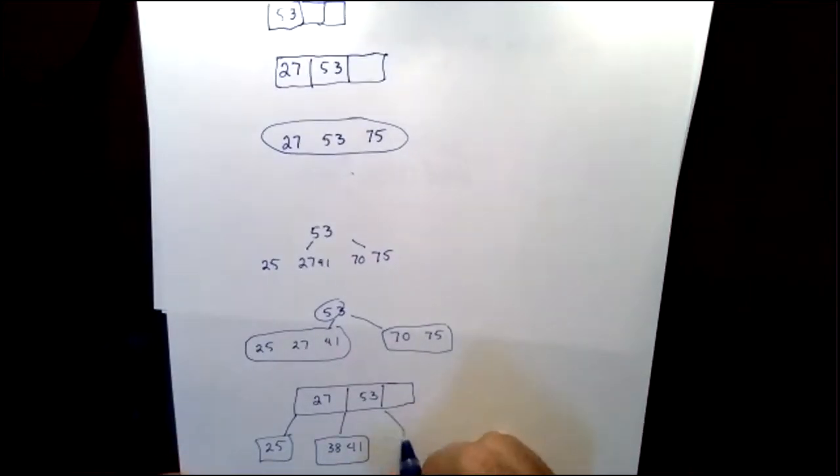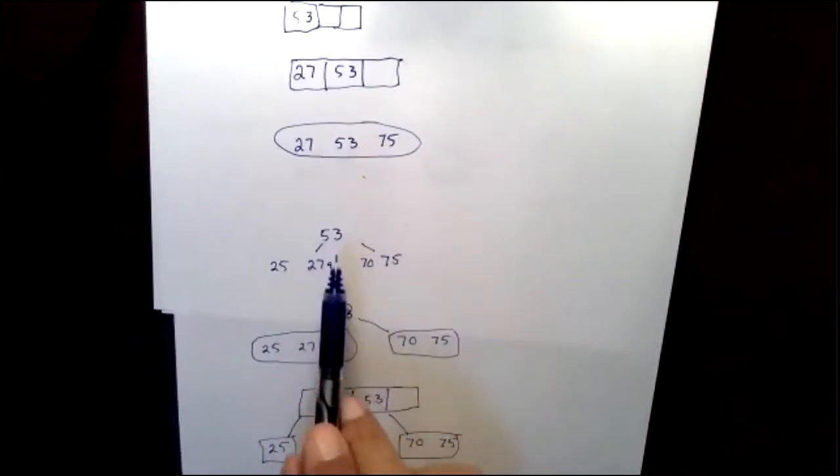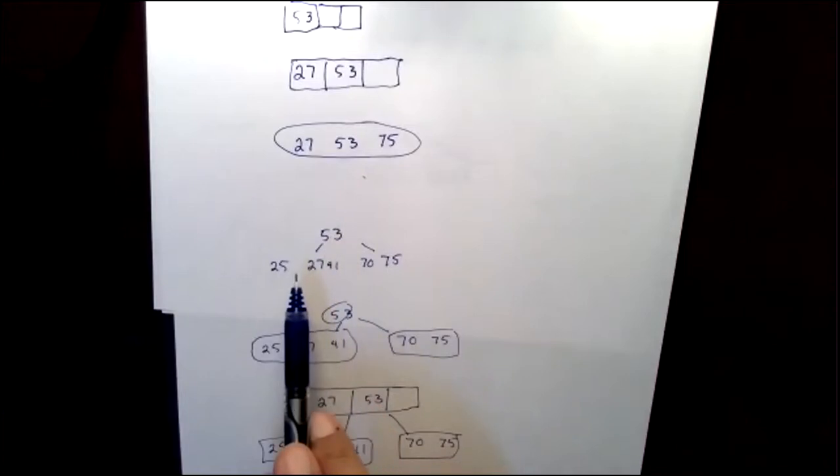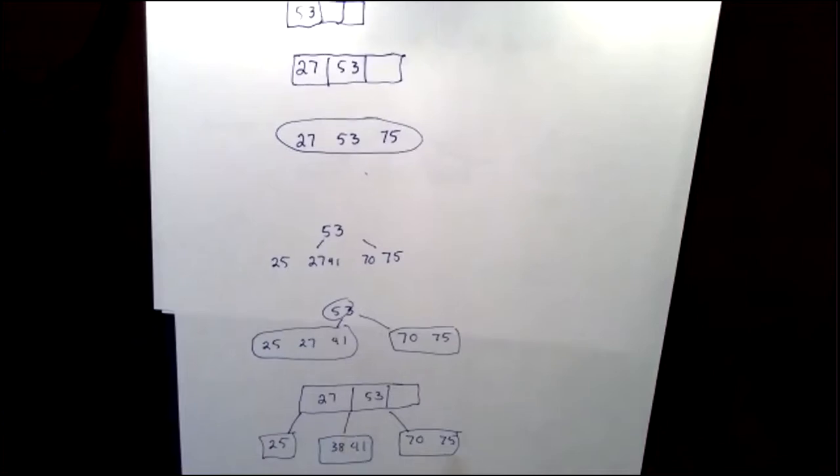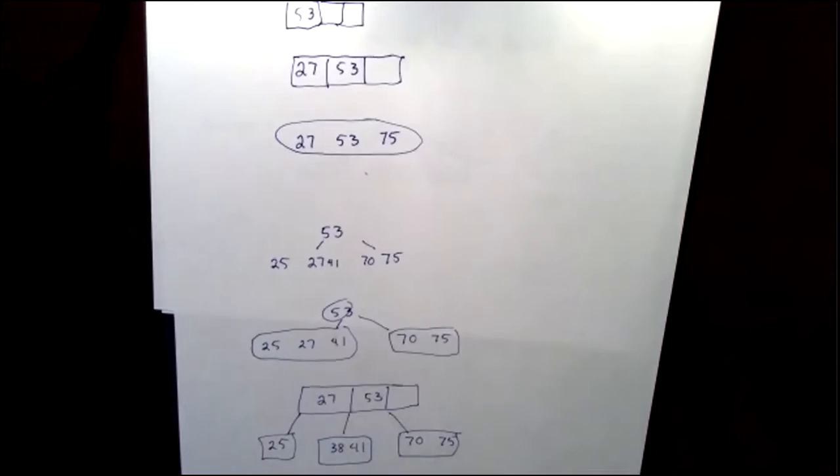And to the right of 53 is still 70 and 75. So when this guy got full, I had to break down. I put the 53 at the top, sent 25, 27 over, sent 75 over. Here I got full. I wanted to put in 38, so 27 went up. 25 was the left pointer. 38 and 41 became that second pointer. 70 and 75 moved out to there.